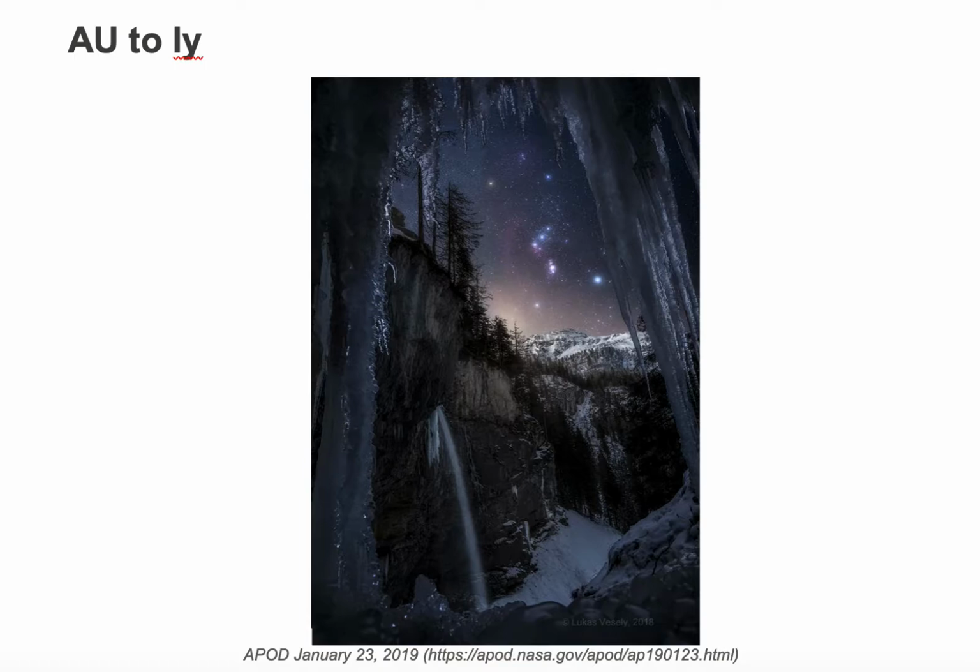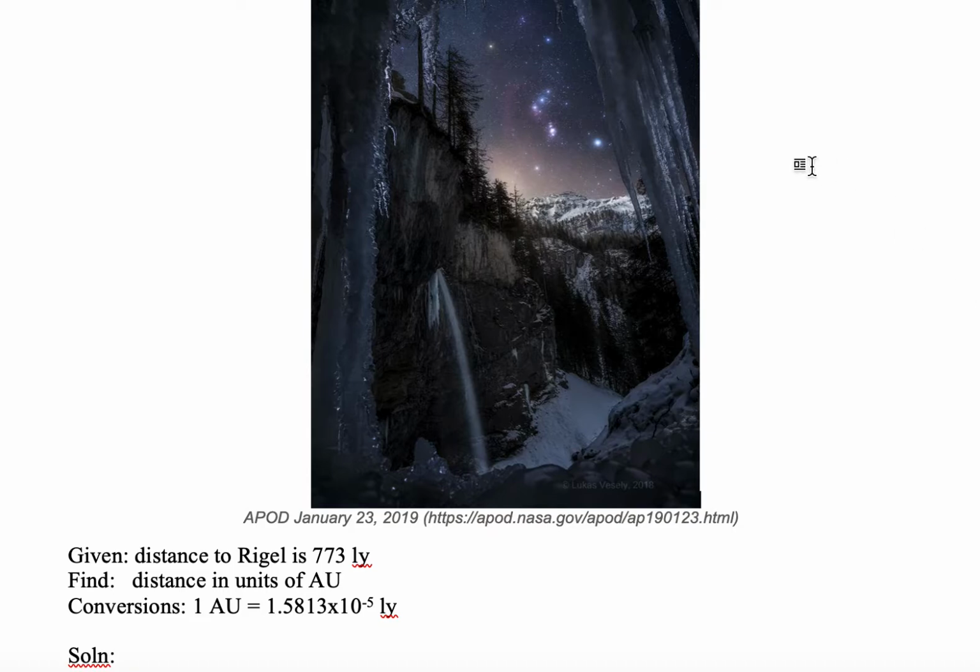Let's say we want to find the distance to this blue star in the bottom portion of the constellation of Orion, as seen from the northern hemisphere. And we want to find that distance in units of astronomical units, given the distance in units of light years. Now this bright blue star is called Rigel. And we know that the distance to Rigel is 773 light years, that's what's given to us. We want to find the distance to Rigel in units of astronomical units.